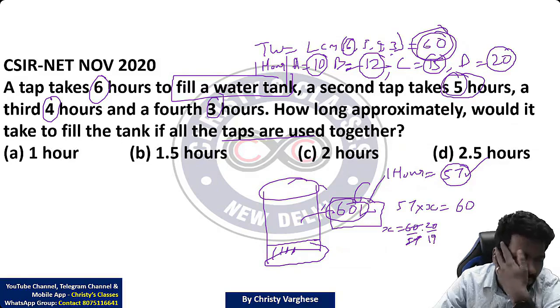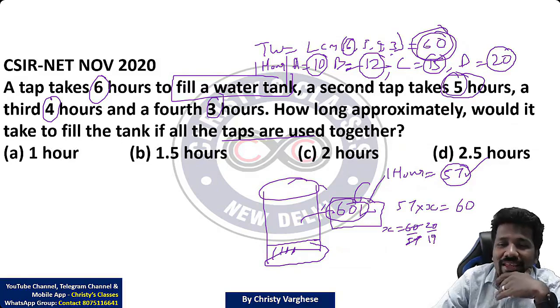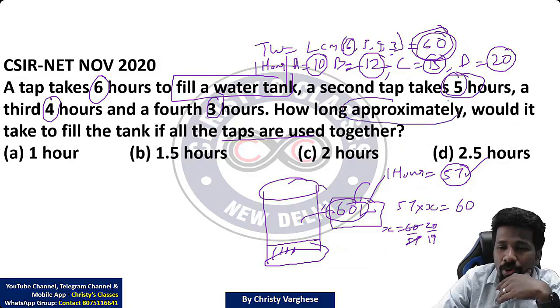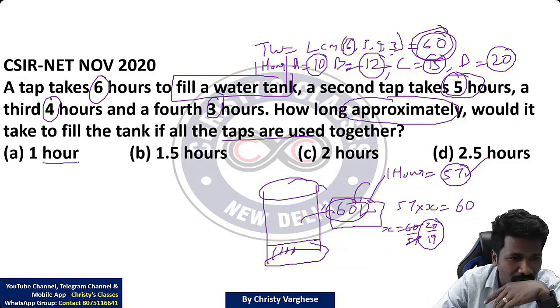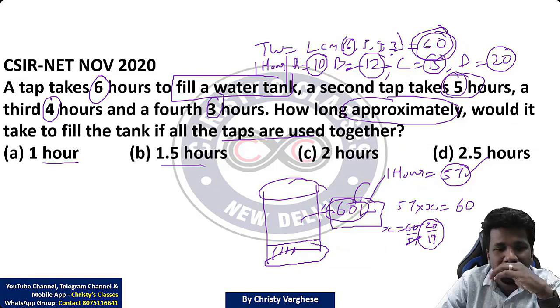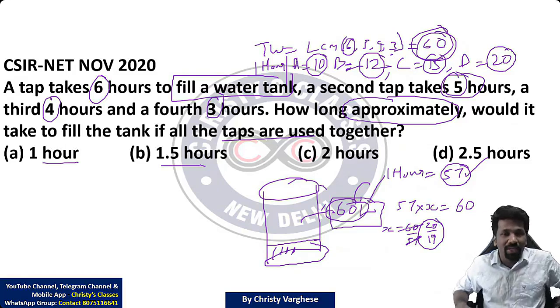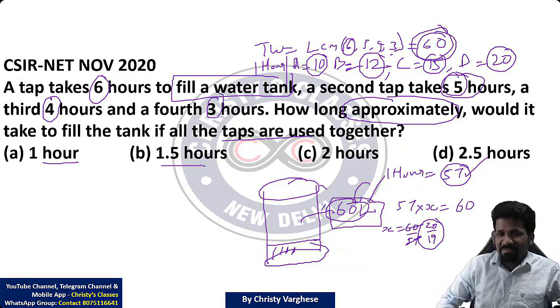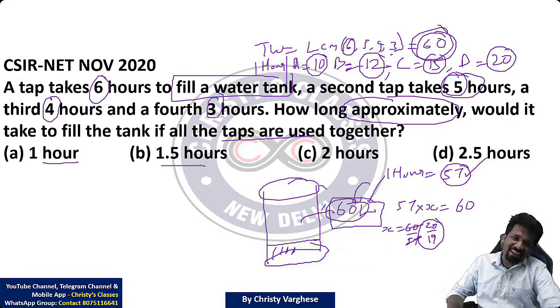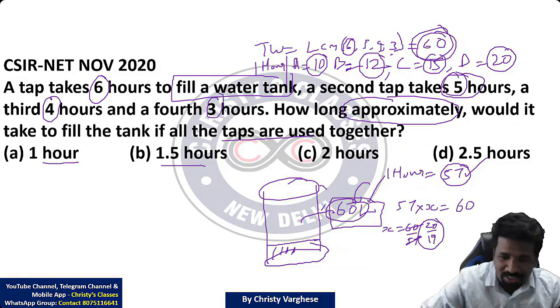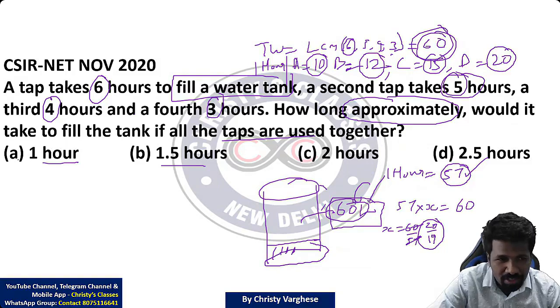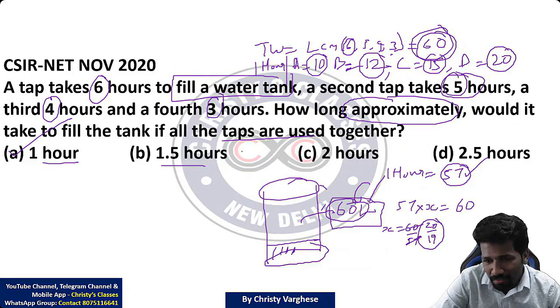Yeah, now you have to be careful. What exactly they have asked? How long approximately? ये 20 by 19, 1 hour के पास ज्यादा क्लोज है या 1.5 hour से ज्यादा क्लोज है. राउंडिंग ऑफ आइडिया अभी इंपॉर्टेंट है. 20 by 19 1 hour से ज्यादा क्लोज है या 1.5 hour से. If you are good in your speed maths and logical approximation technique, 1 hour is clearly the answer. It is very obvious. But if not, you may have to divide it and see.